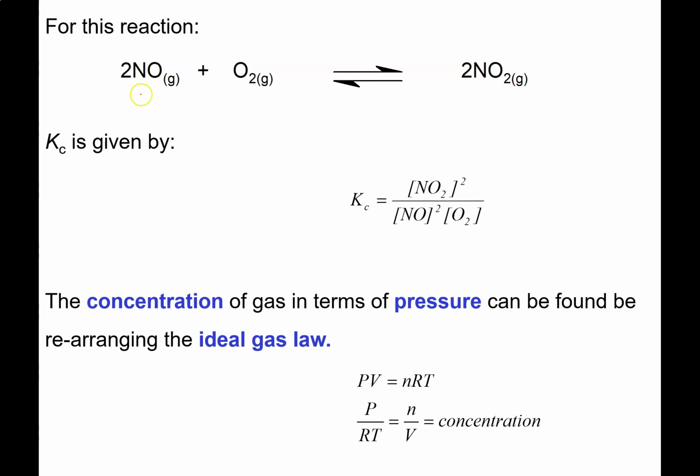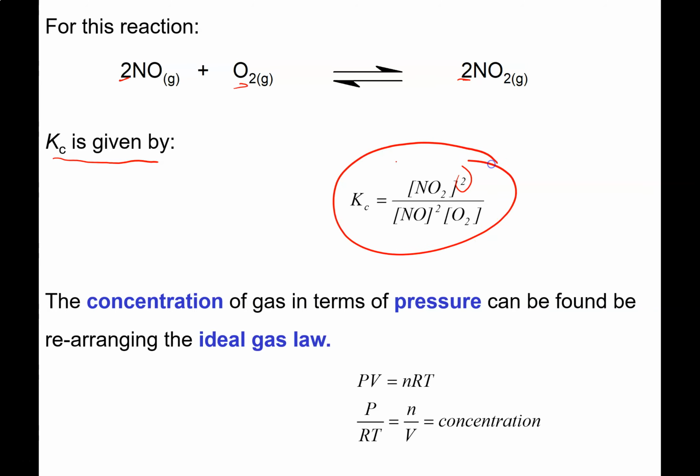Okay, so here's our reaction. Let's write the expression for Kc. Kc equals products over reactants, so it's the concentration of NO2 squared, because there's 2 of these, divided by the concentration of NO squared, because there's 2 of them, multiplied by the concentration of O2, and there's only 1 of those.